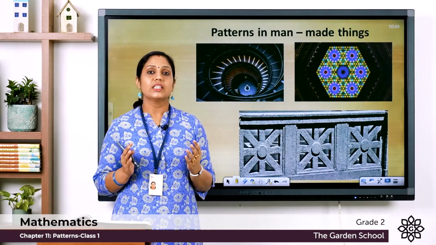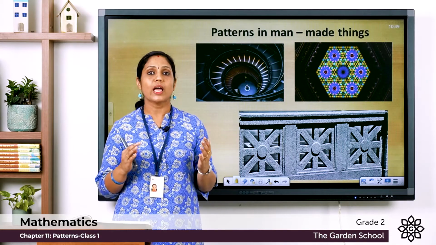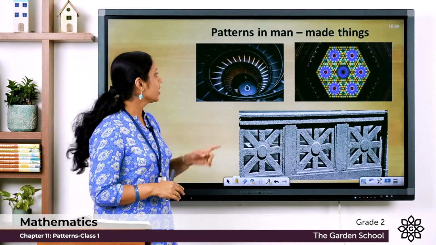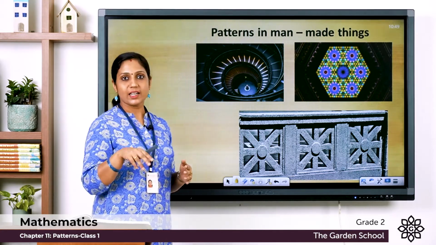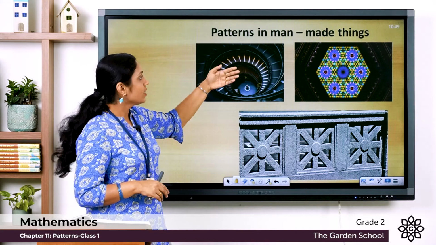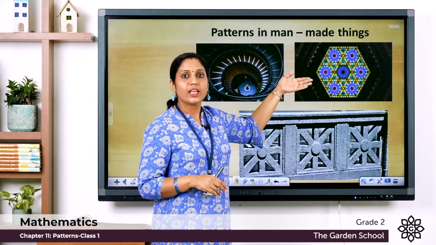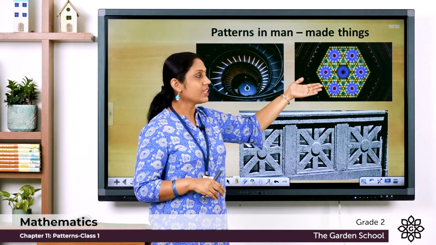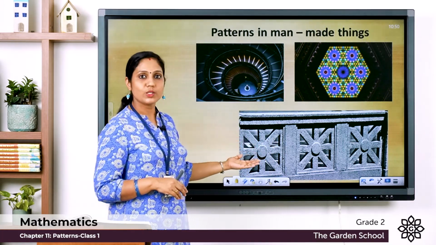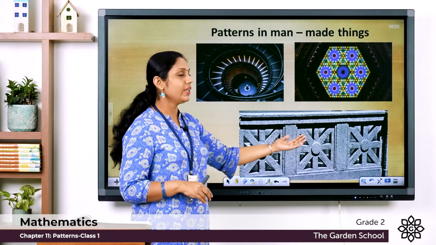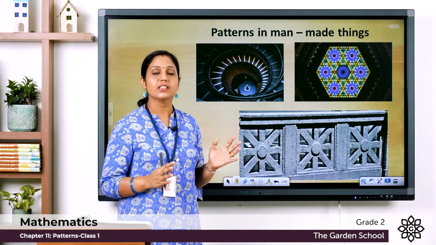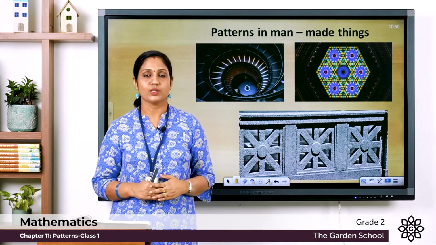And also things made by man have some patterns. Let's have a look at some examples. Here you can see spiral stairs, and here you can see that it is going in a pattern. See this design? In this design also you can see some patterns being followed. And what about this? Here also you can see that the patterns are being repeated. So this is how we can say that patterns are made in man-made things also.